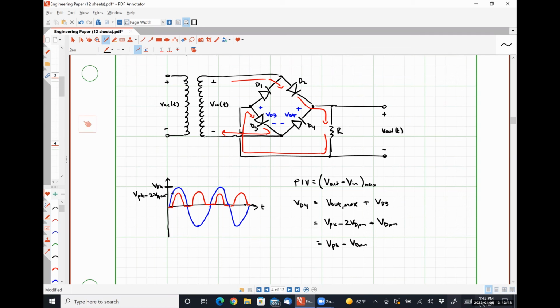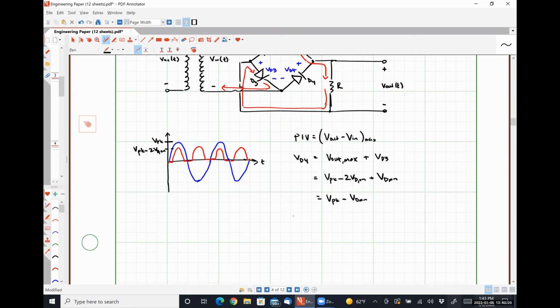Our ID max in this particular case is just, where the heck did I write it down? V peak minus 2 VD on divided by R.